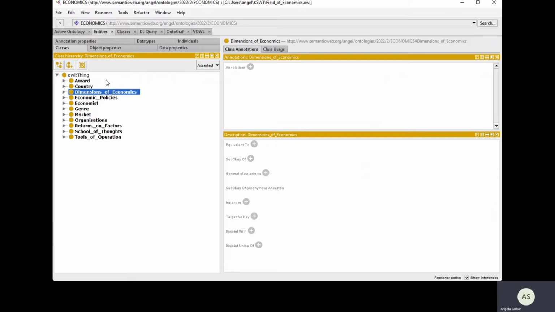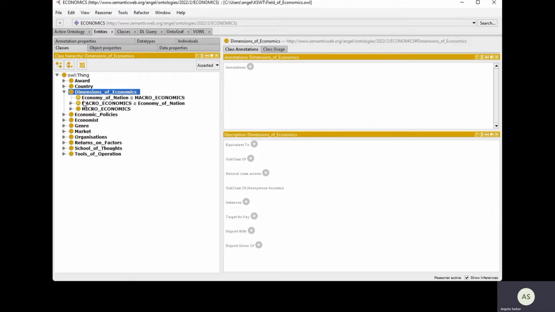As you can see, these are the top classes defined. This includes country, dimension of economics, economic policies, economist, genre, market, organization, returns on factors, schools of thought, and tools of operation. The most important among them is dimension of economics, followed by economic policies, genre, schools of thought, and tools of operation.